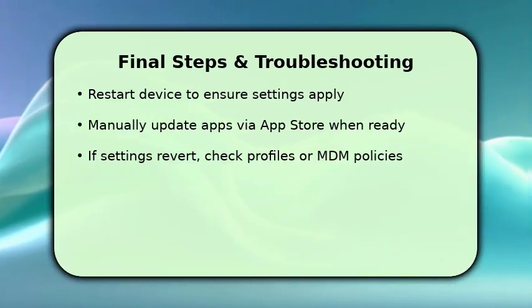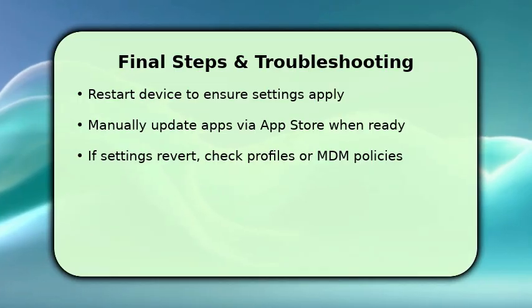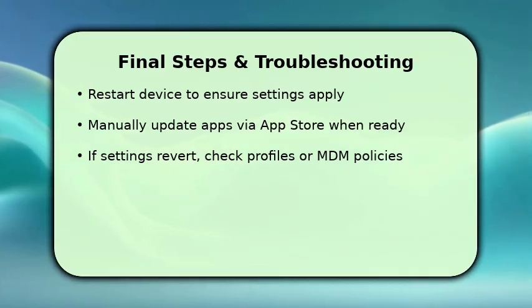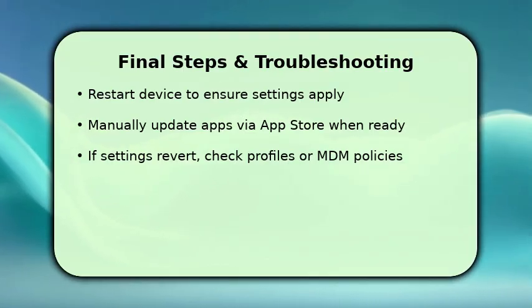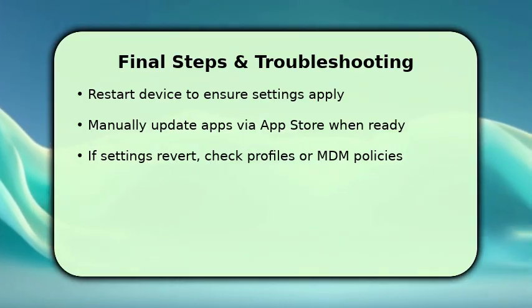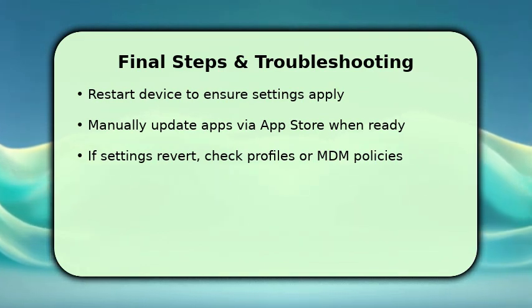When you want a specific update, open the App Store and update apps manually so you can read release notes first. If automatic updates re-enable unexpectedly, inspect installed configuration profiles or mobile device management policies that can override settings. As one troubleshooting tip, remove any unknown profiles and contact your system administrator. Often enforced policies are the reason toggles revert on managed devices.